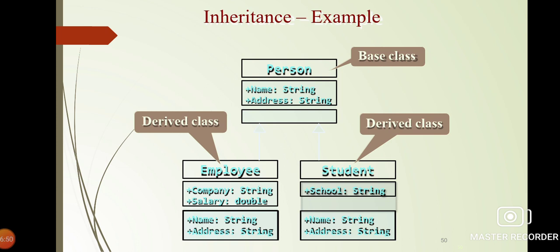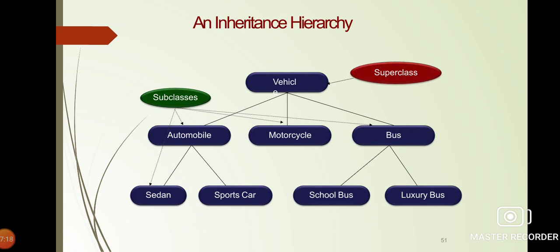Inheritance example. A person has a name, which is a string, and an address, which is also a string. It is a base class. If we take the derived class, a student has the school name, and an employee has the name of the company where they are working and the salary details, along with the name and address. And then the inheritance hierarchy, subclasses.